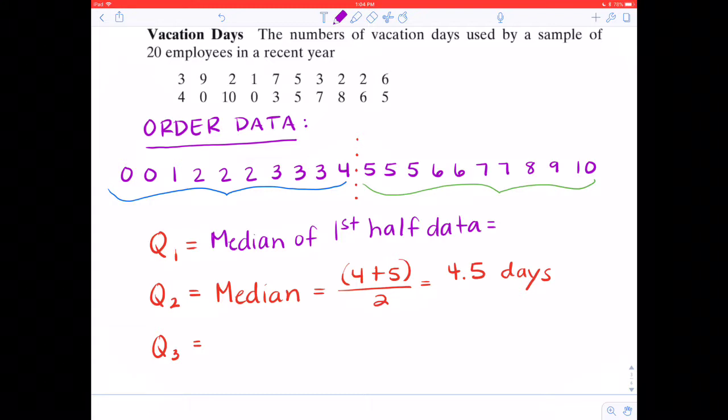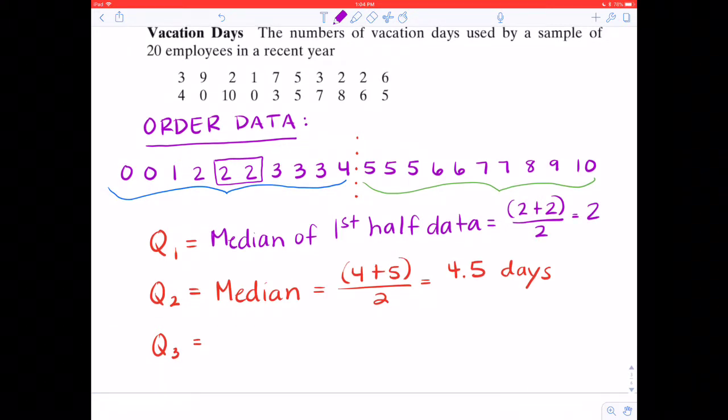All right, so my first half of the data contains 10 values. Again, we're talking about an even number of values. So we're going to look for the two middle values, right? 4 on one side, 4 on the other. And to get the median, right, we know we take their mean, but since these are the same values, it's not really necessary. We're going to have a first quartile at 2 days. And our interpretation here, again, about 25% of the data values will be less than or equal to 2 days.